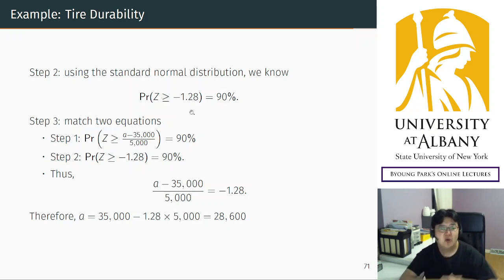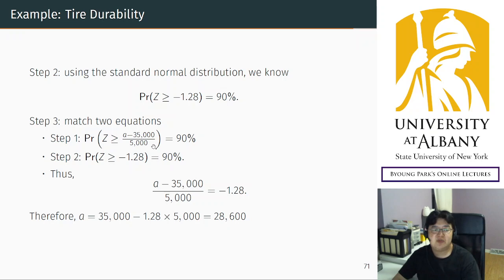I demonstrated what Excel formula you need to use to find this. Right? And then what we can do here is we have two same probability, same 90% probability, and both of them have the same standard normal distribution random variable. Then because they have the same probability, 90%, minus 1.28 equals this guy. So from these two probability statements, you can deduce that like this.